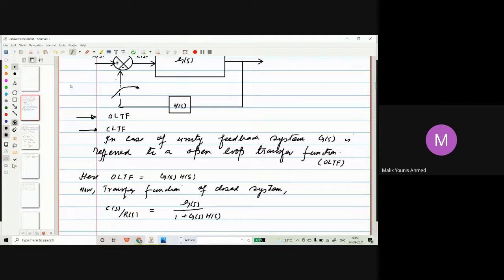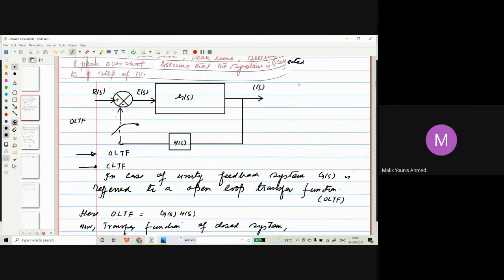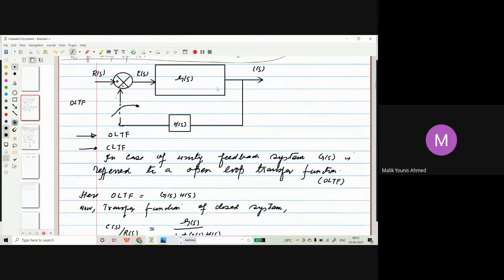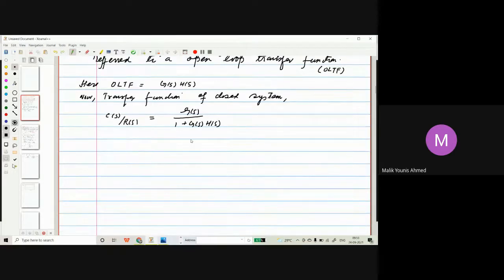Now, open loop transfer function, this path is not closed. Now you move from here, this is your output, C(s). You move from here, this output still will be, in case of open loop transfer function, equal to G(s)H(s). But for closed loop, because the loop is open now, we cannot have this type of expression. So open loop transfer function is a term not from open loop system, but it is from the closed loop system.